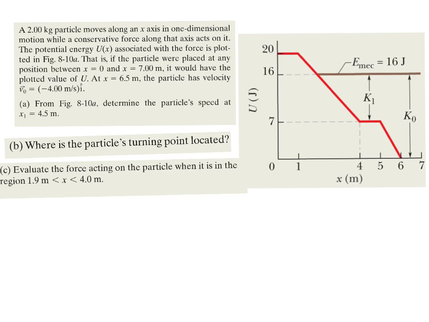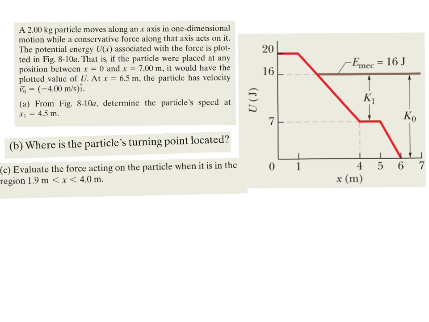That is, if the particle were placed at any position between x equals 0 and x equals 7, it would have the plotted value of U given. At x equals 6.5, the particle has a given velocity, and the i just stands for x direction. Part A says, from the figure, determine the particle's speed at x equals 4.5 meters.